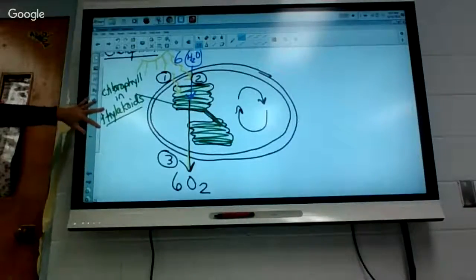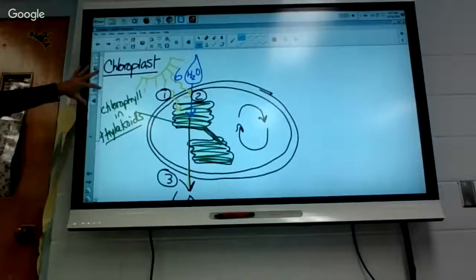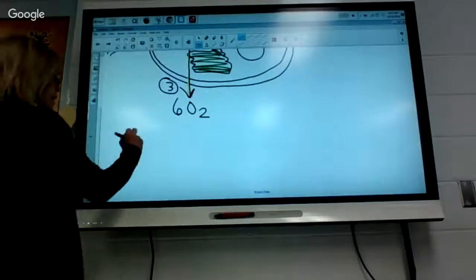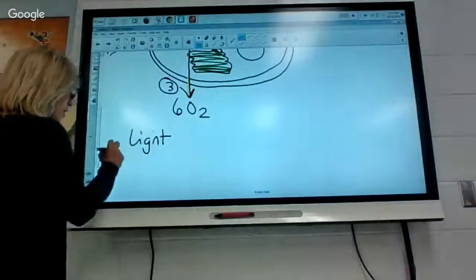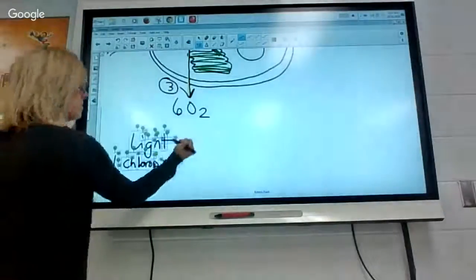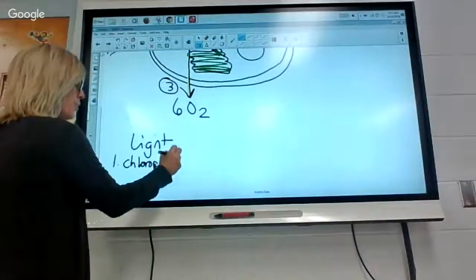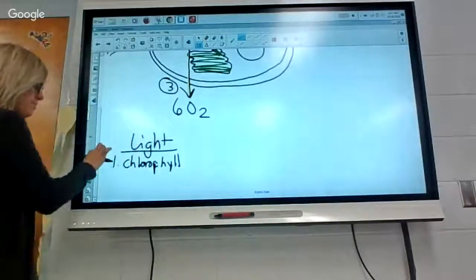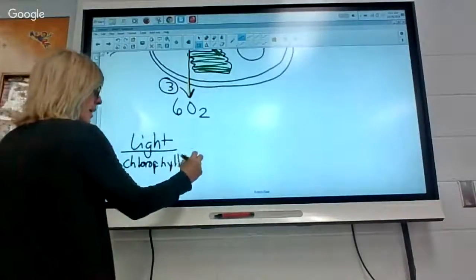All right, what happened? Sunlight goes into the phone. All right, so light reaction. Yep, we're going to put number 1, chlorophyll. Where do you want us to write it? Up under where it says light reaction. Oh, okay. Chlorophyll traps light.